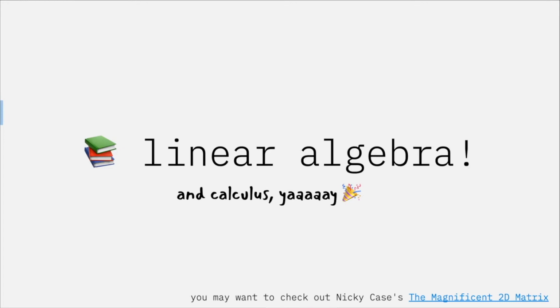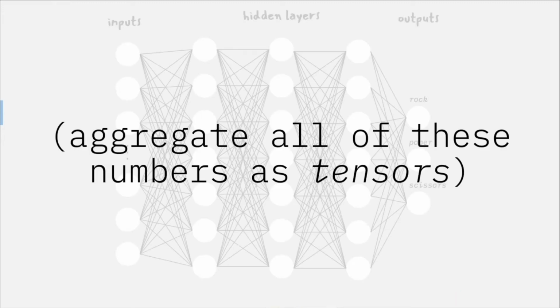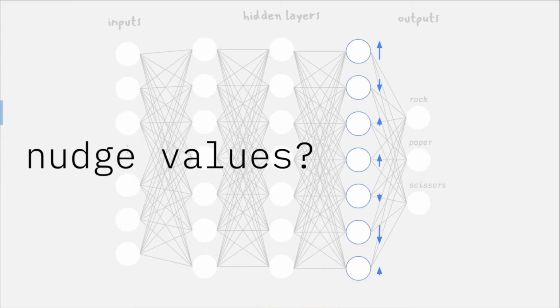Anyhow, linear algebra. I promise we're almost through the math part of this, but there's a lot of linear algebra and calculus involved in this. There's a great link in the slides, which I'll share after, from Nikki Case. It's an interactive visualization of matrix math that shows how all of these calculations are done and why they can be done kind of quickly. So you want to aggregate all of these numbers in this giant model as tensors, and then you want to figure out what the differences are from where it should be so that you can nudge those values.